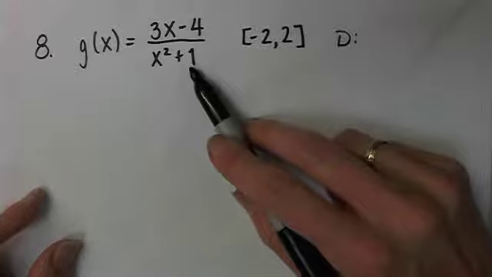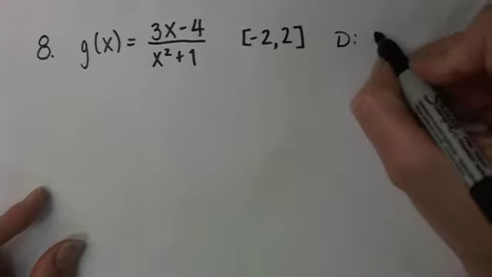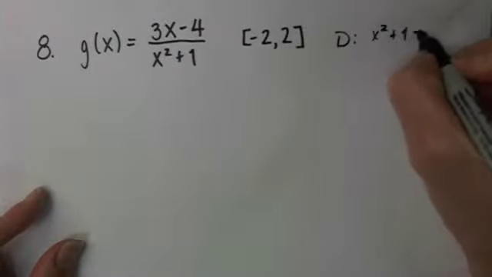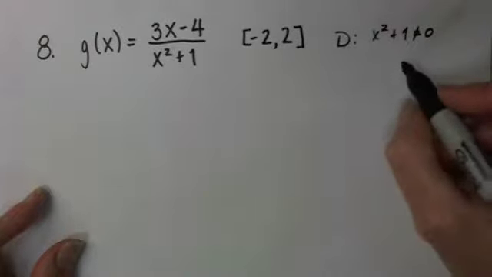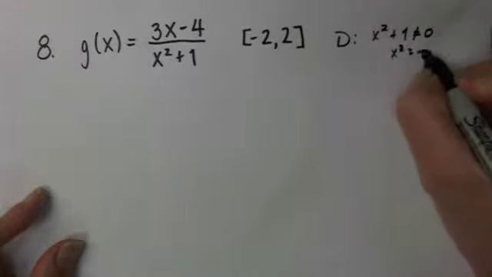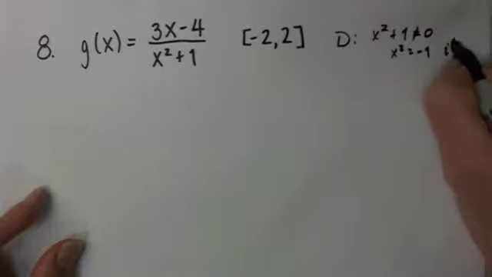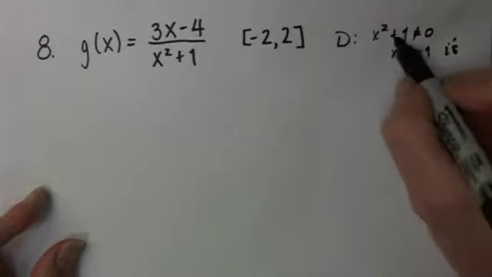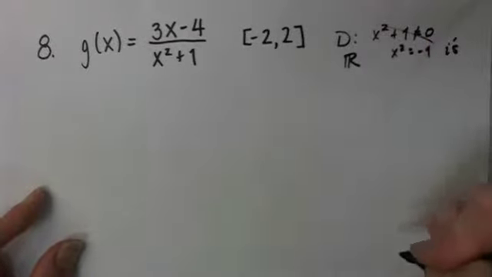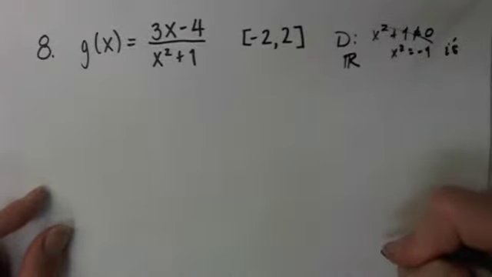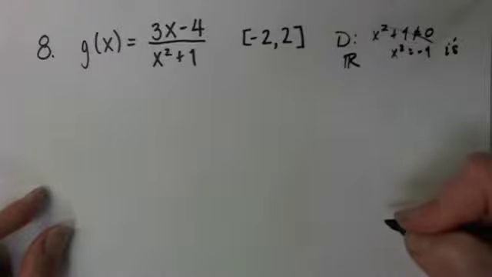All right, so the only potential domain problem we would have here is when x squared plus 1 is equal to 0. But if you were to subtract the 1 over to the other side and take the square root, you get imaginary solutions. So the denominator doesn't have any real solutions, which means that the domain is all real numbers. All potential critical numbers that we find are in the domain.